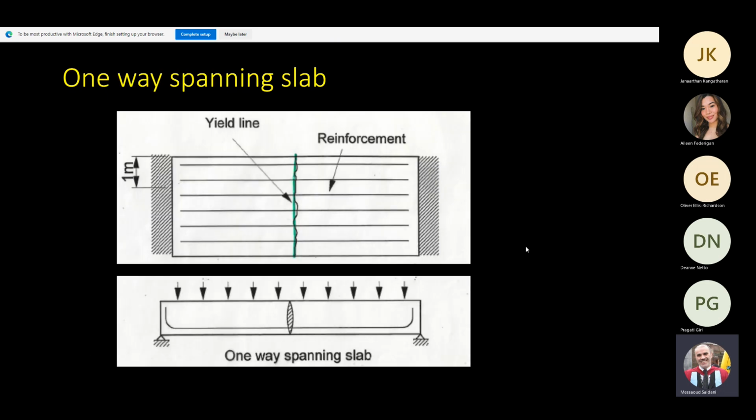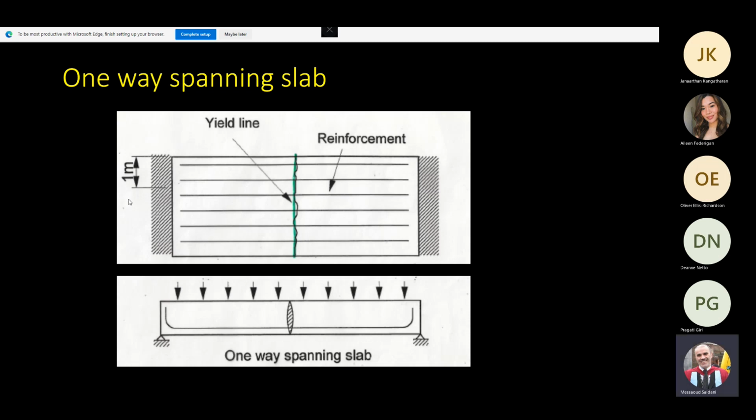One way. Let's start with the most simple example, which is a one-way spanning slab. What we have here is a rectangular slab, and the slab is simply supported on two edges, on two sides. And it's free on the other parallel sides here.